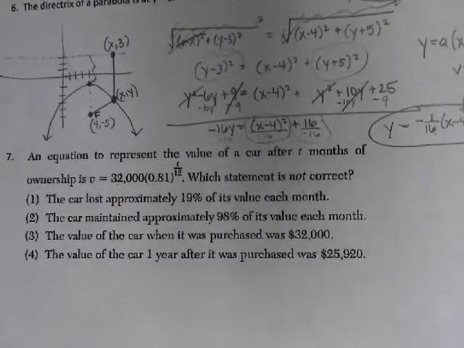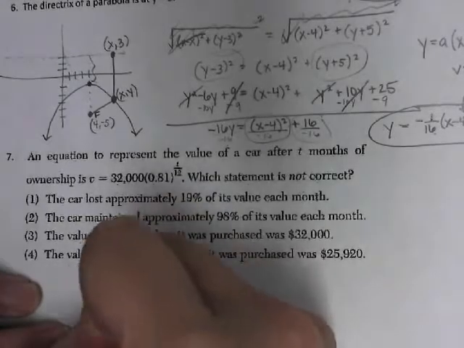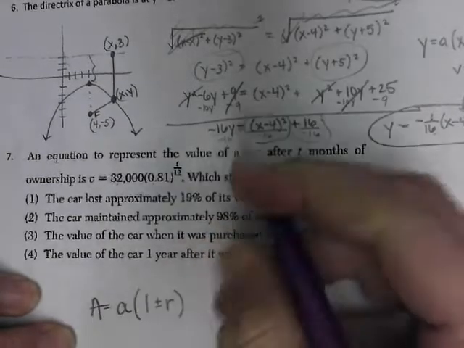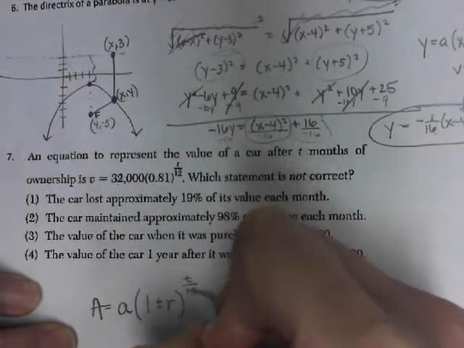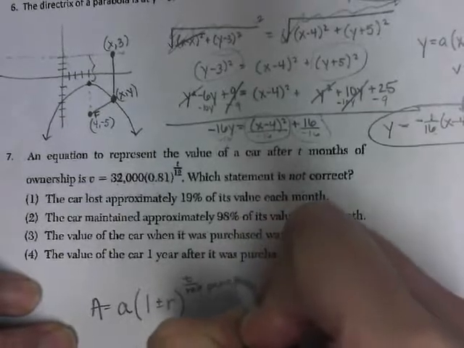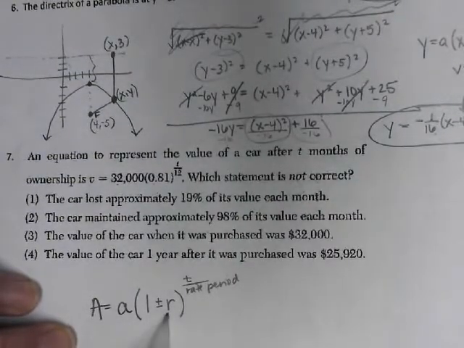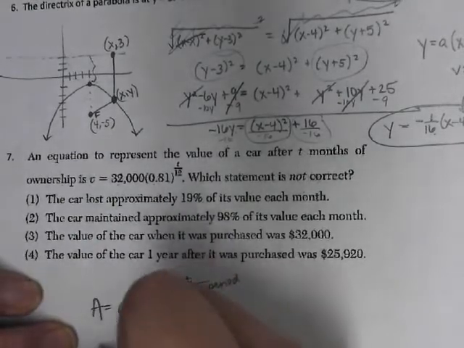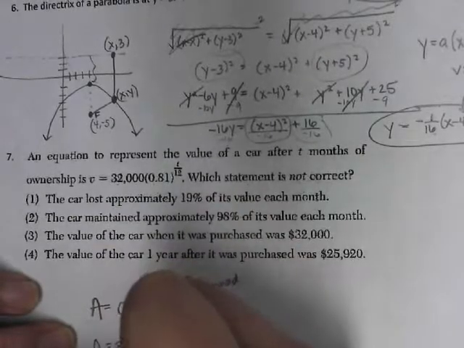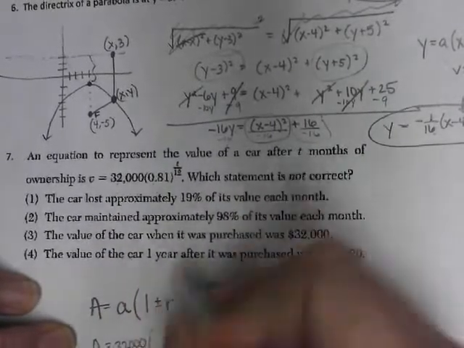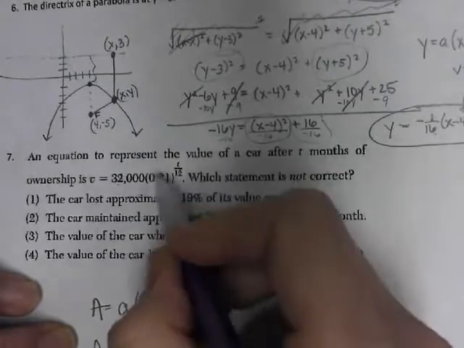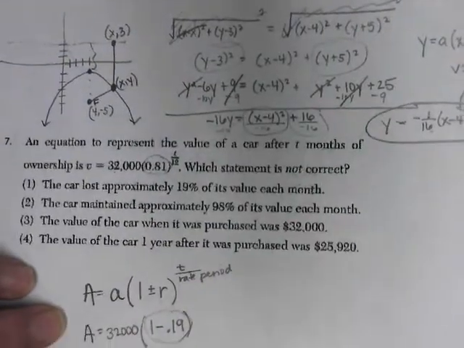And the last one here, exponential growth and decay. So the formula we use is that our final amount is our initial amount times (1 plus or minus r) to the t over rate period. So first of all, let's figure out what our r was. If this has become 0.81, then we must have subtracted, first of all, 32,000 is our beginning value, 0.19 to make this whole thing become 0.81.